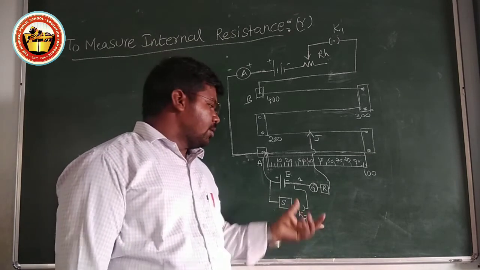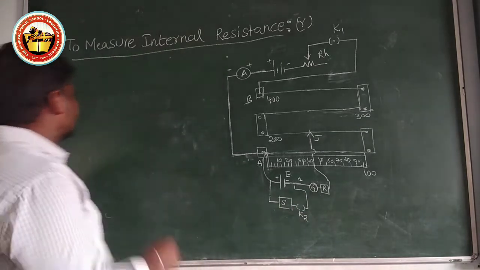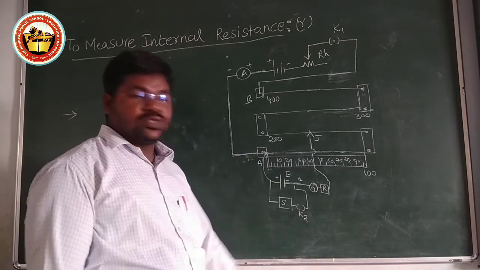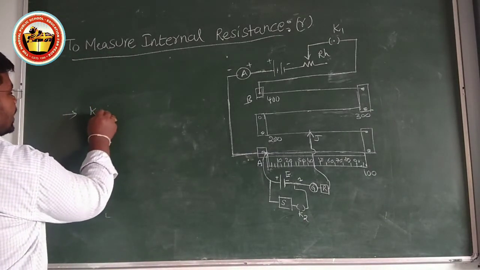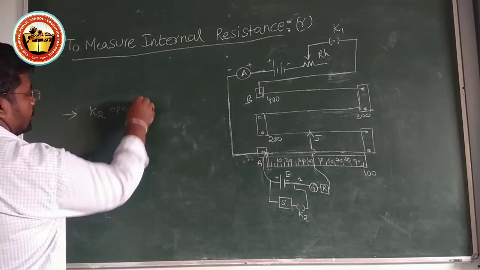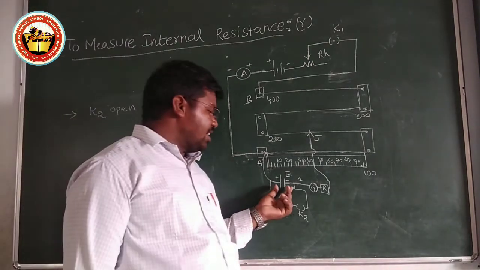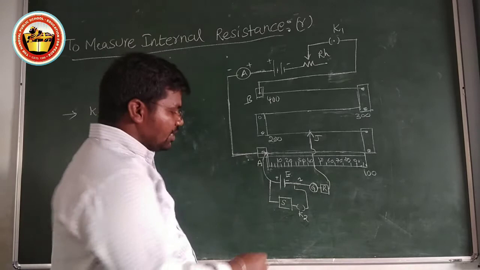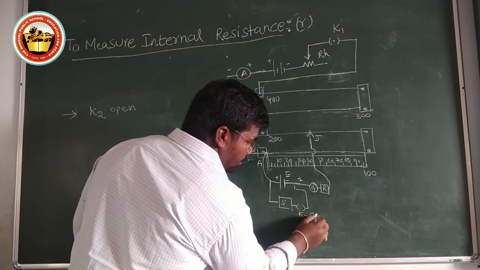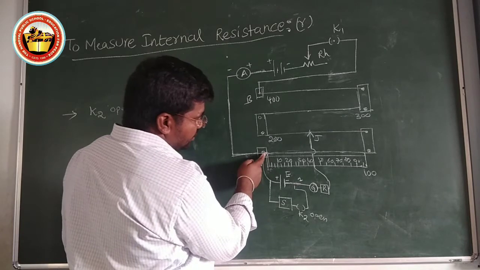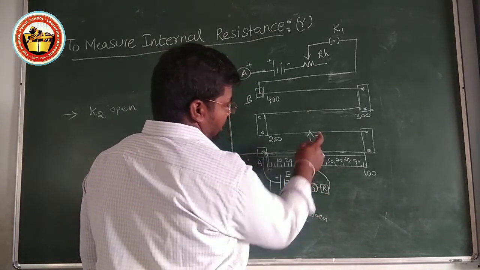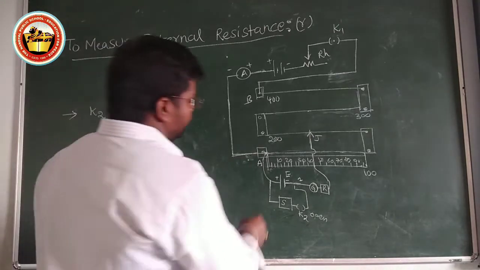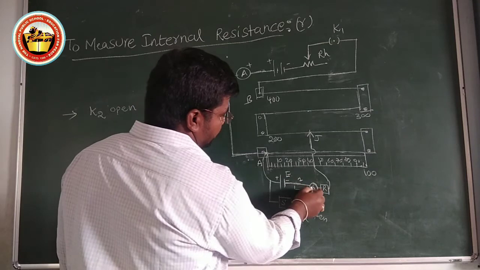Coming to the first step, what do we need to do? When K2 is open, it means the current passes through the EMF only. K2 open means the current passes through A, E, G or J. When K2 is open, the current passes from A to E, G, J.